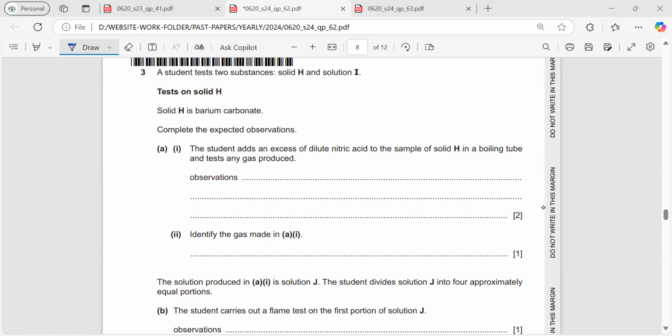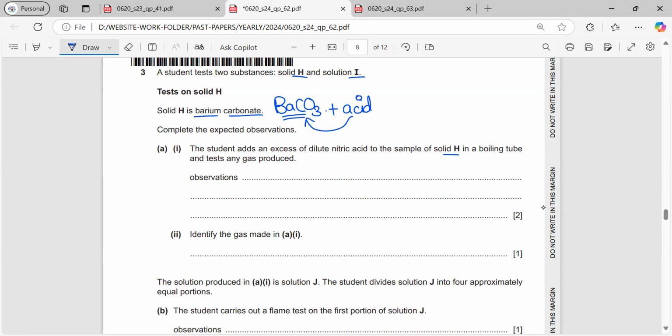A student tests two substances, solid H and solution I. Test on solid H. Now solid H is barium carbonate, BaCO3. Complete the expected observations. The student adds an excess of dilute nitric acid to the sample of solid H in a boiling tube and tests any gas produced. Now, a student is adding an acid to a substance containing carbonate.